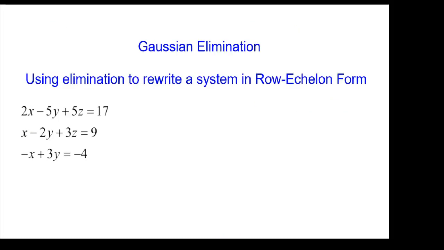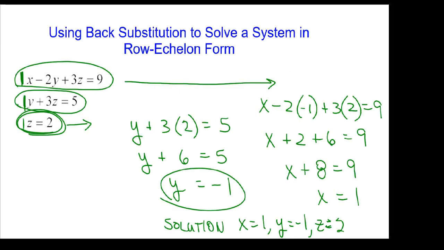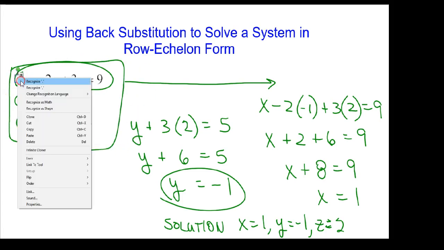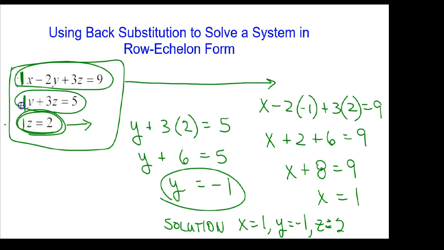Moving on then to Gaussian elimination. We want to use Gaussian elimination to rewrite a system in row echelon form. So again, what we want to end up with is 3 equations so that the first one involves all 3 variables, the second one involves 2 of the variables, and the third one only 1 variable. And in each case, the coefficient of the leading variable is 1.